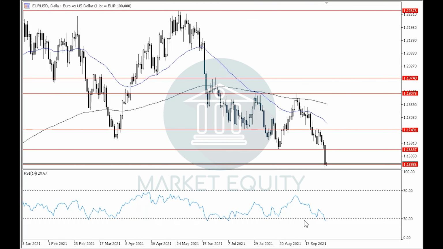If we notice the RSI indicator in the daily time frame, then we can see that it is currently moving below level 30 inside the oversold area, which supports the probability of rebounding upwards off of around the current levels in order to correct before continuing with the downtrend. That was it for the Euro versus the US dollar.